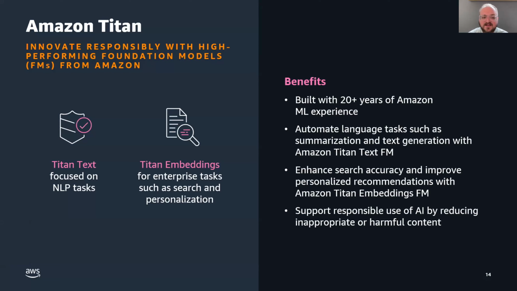Titan Embeddings is that second type of model that Akshay was talking about, that is text to embedding. So it's going to take your text input and translate that into a numerical representation that contains the semantic meaning of that text. So this is great for use cases like personalization and search, and to help provide more relevant results for your users.